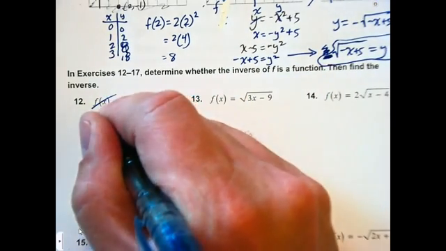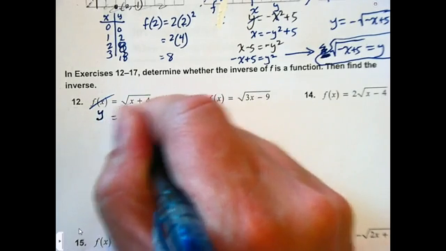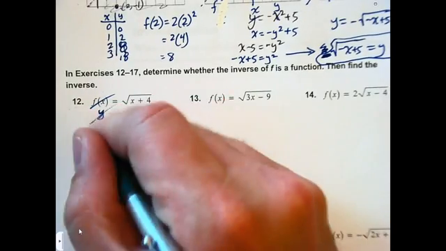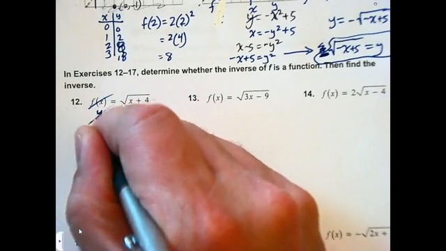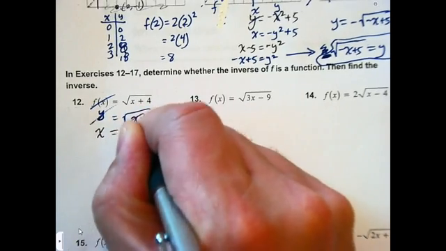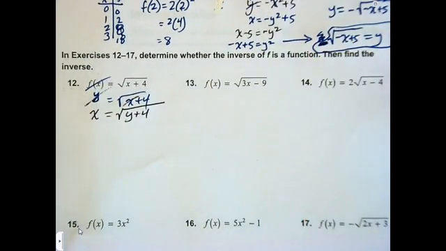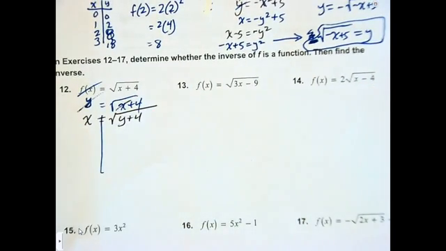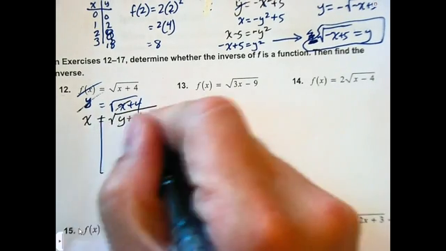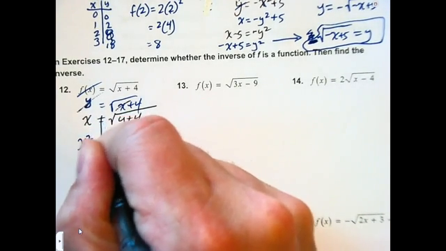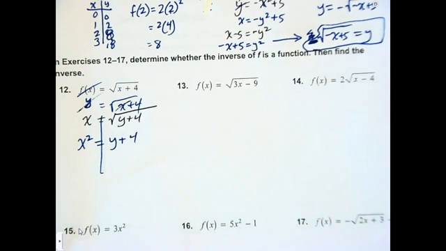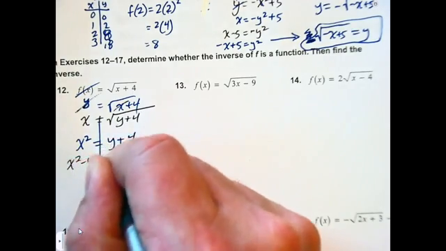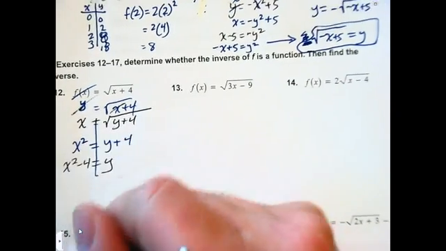Switch these values. That was y equals root x plus 4. To find the inverse, we just switch our x and y values and solve for y. So x equals the root of y plus 4. So now let's solve for y. What's the first step? Square it. So we get x squared is equal to y plus 4. The next step? Subtract 4. x squared minus 4 equals y. Okay, that is the inverse.